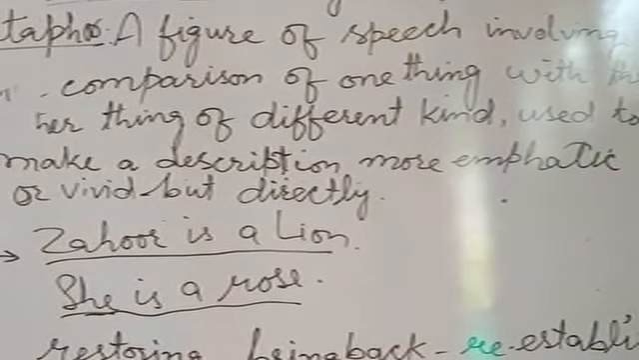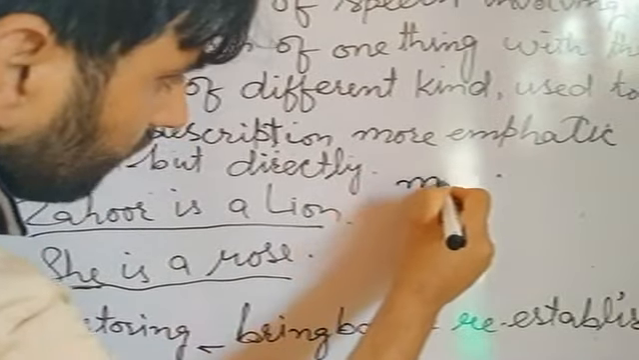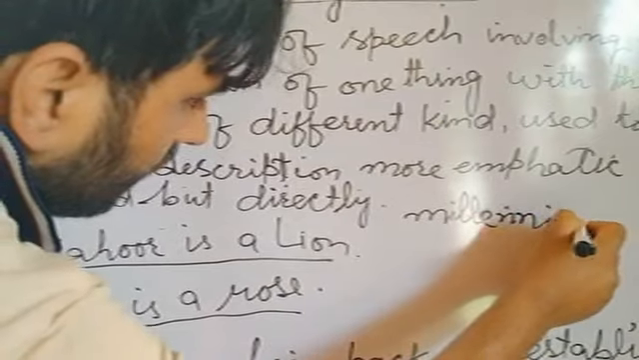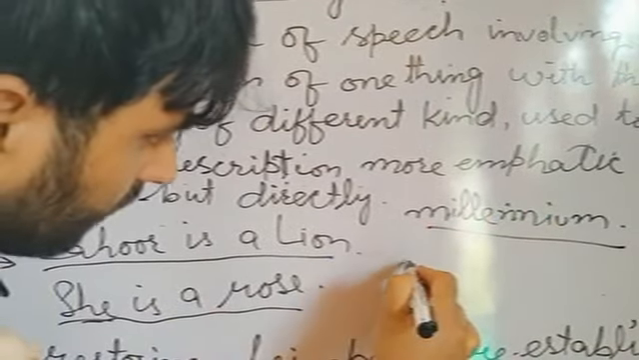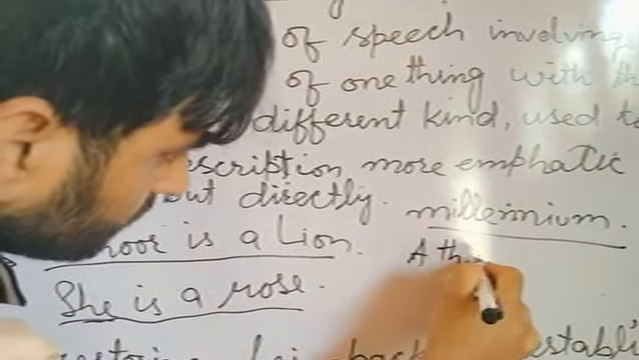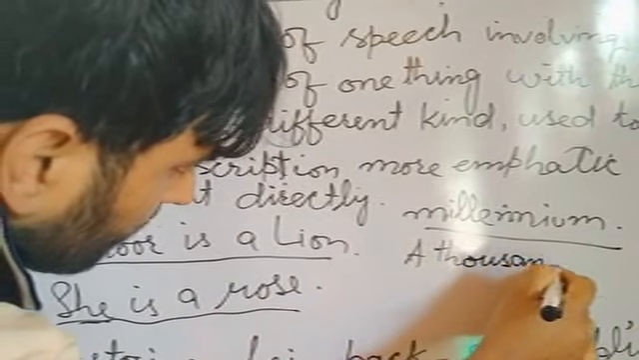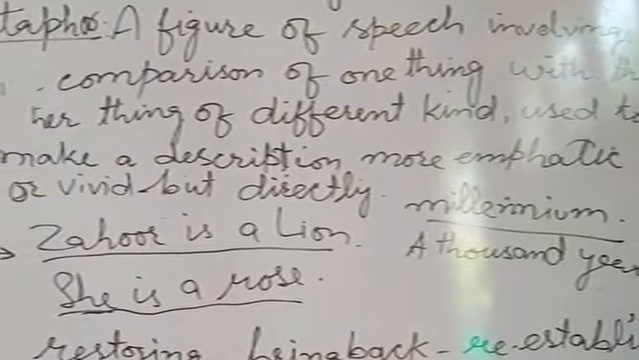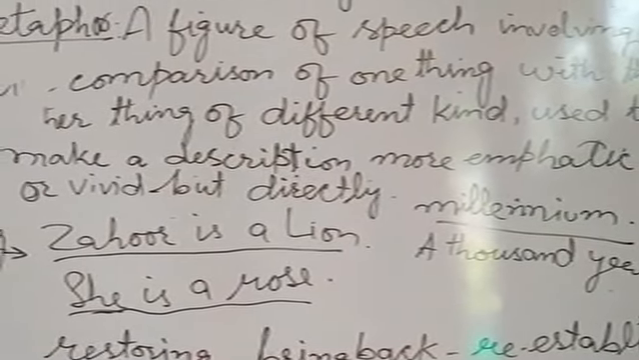ago. Millennium, here the writer has used the word millennium. Millennium means 1,000 years. It shows 1,000 years.